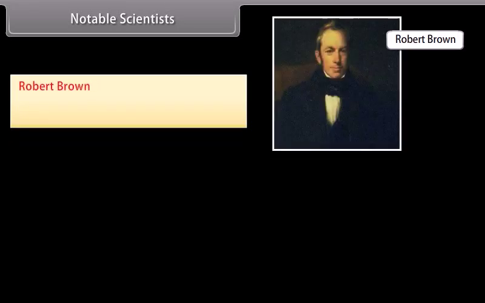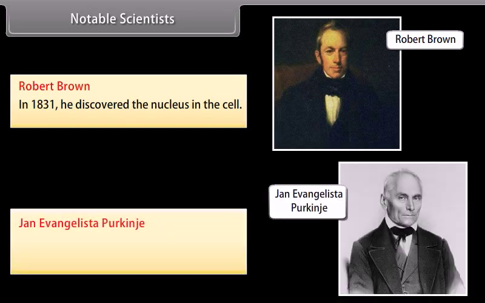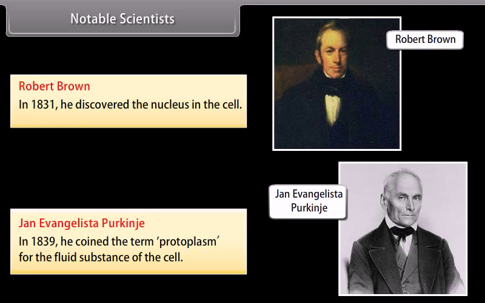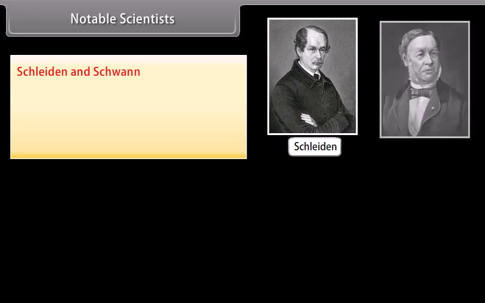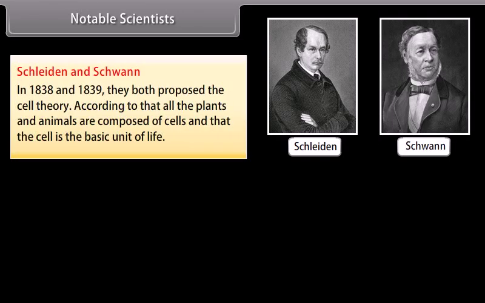Notable scientists. Robert Brown. In 1831, he discovered the nucleus in the cell. Jan Evangelista Purkinje. In 1839, he coined the term protoplasm for the fluid substance of the cell. Schleiden and Schwann. In 1838 and 1839, they both proposed the cell theory.